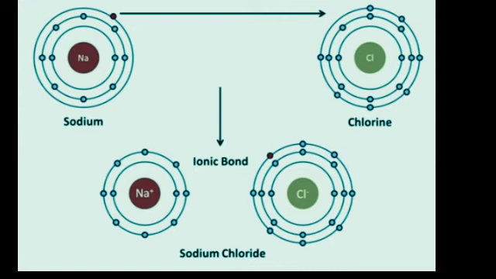The electrostatic attraction between neighboring ions with opposite charges is very strong. That is why the melting points of ionic compounds are high. Also, ionic compounds are hard and brittle.